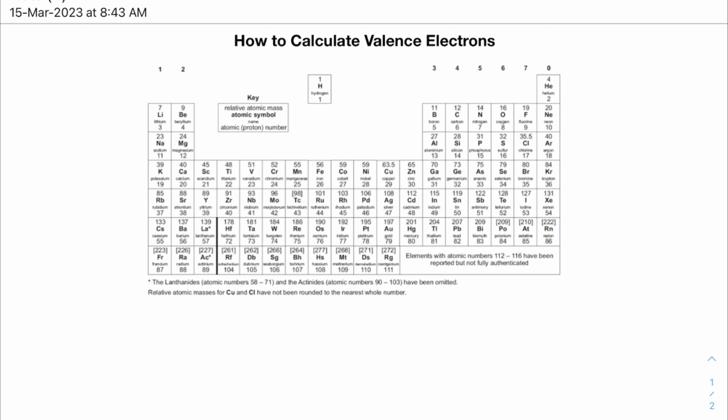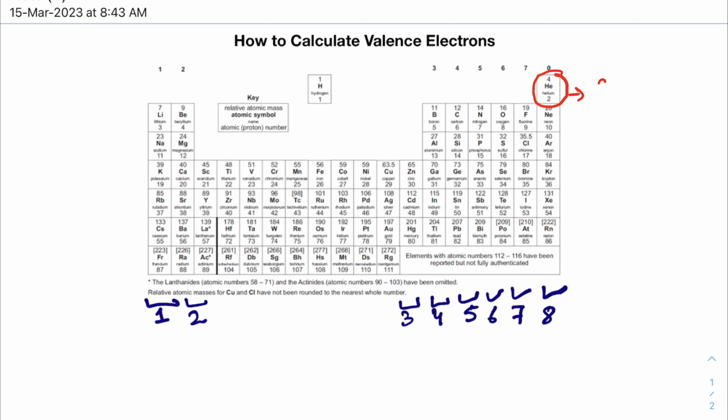So for group 1, group 2, then group 3, 4, 5, 6, 7, and then 8. Group 1 contains 1 valence electron, 2 contains 2 valence electrons, 3 contains 3 valence electrons, 4 contains 4 valence electrons, 5 contains 5 valence electrons, 6 contains 6 valence electrons, 7 contains 7 valence electrons, and 8 contains 8 valence electrons, other than helium, which is exceptional, and it contains 2 valence electrons.